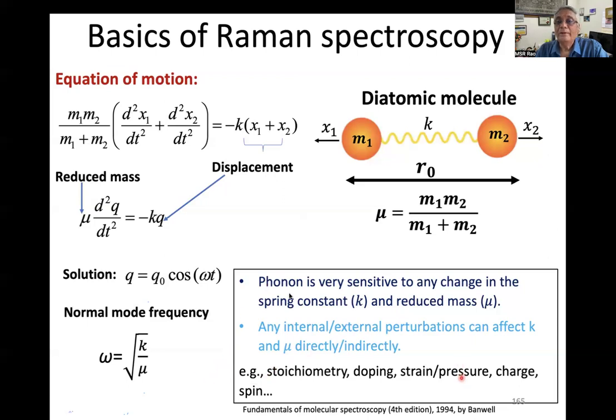And what are these effects? Stoichiometry, doping, strain, pressure, charge, spin. All this can affect these parameters. That's the reason why the changes happening with those small perturbations can be detected in the form of changes in k and mu.